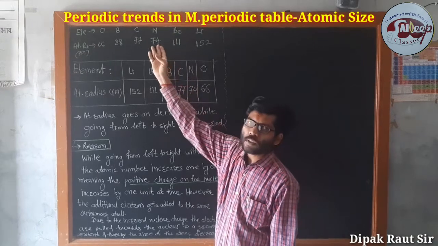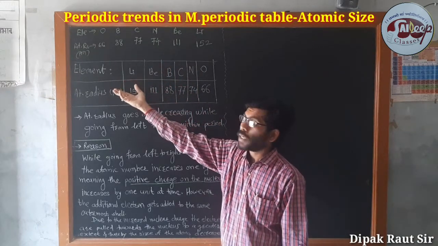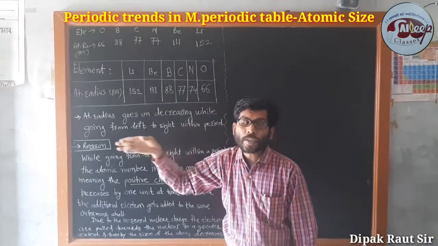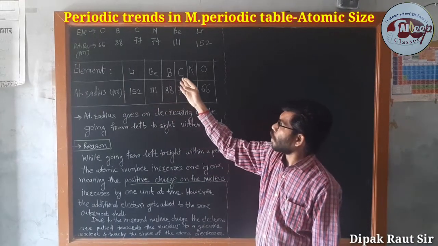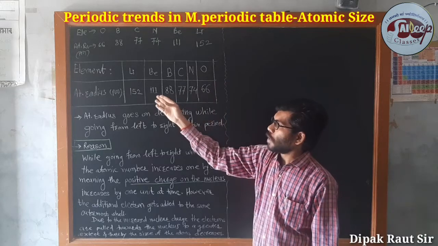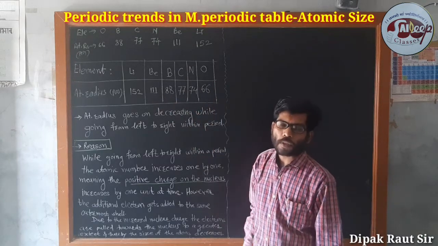This is mixing because this is an example. Now we take them orderly by decreasing order: lithium, beryllium, boron, carbon, nitrogen, oxygen. Now this arrangement is the decreasing order of their atomic radius.